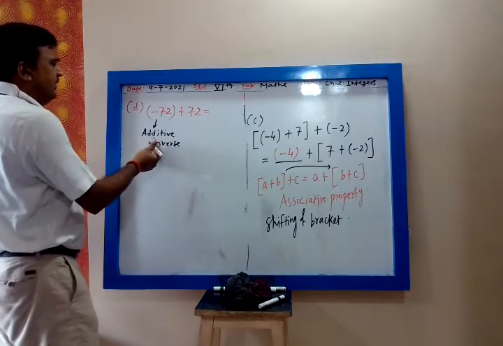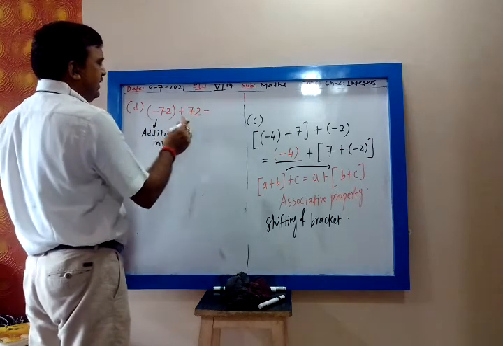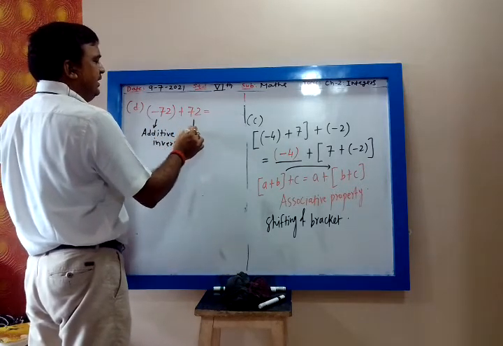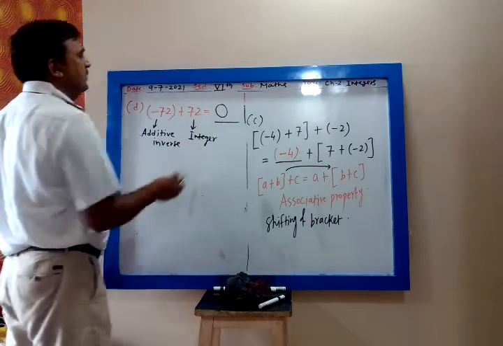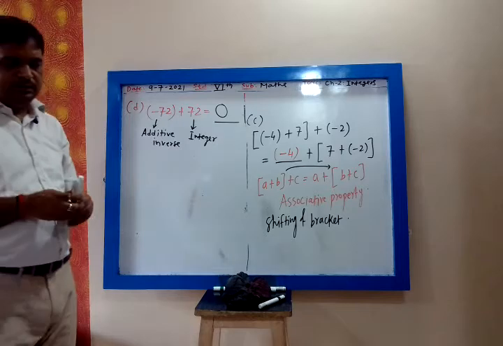So additive inverse is minus 72. So whenever any integer is added to additive inverse, you will get 0. Answer is 0. Minus 72 plus 72 will be 0.